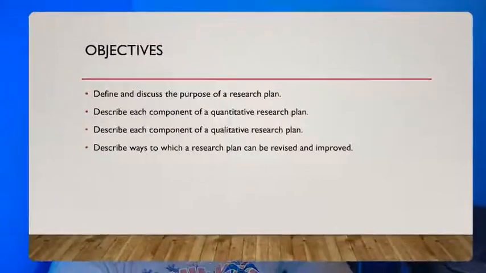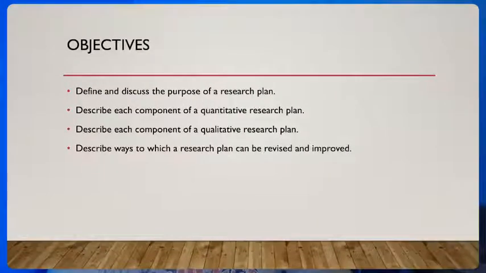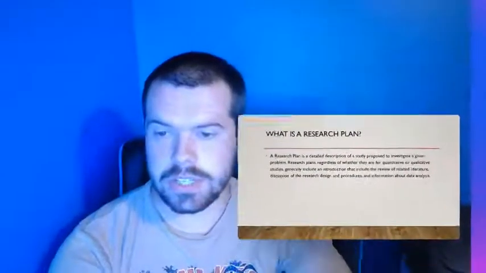Our objectives for this chapter are to be able to define and discuss the purpose of a research plan, be able to describe each component of a quantitative research plan, be able to describe each component of a qualitative research plan, and be able to describe ways in which a research plan can be revised and improved. This presentation should be able to break down all of that.